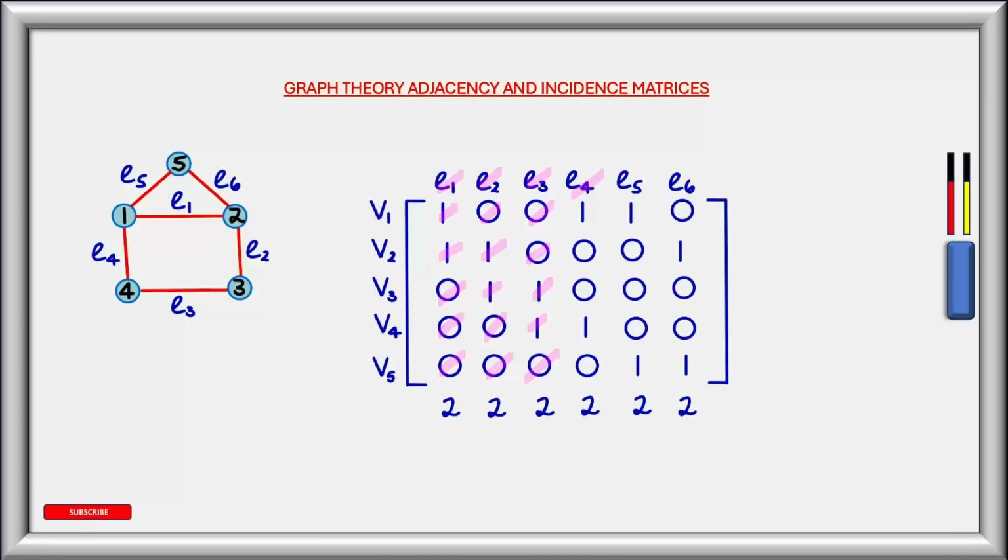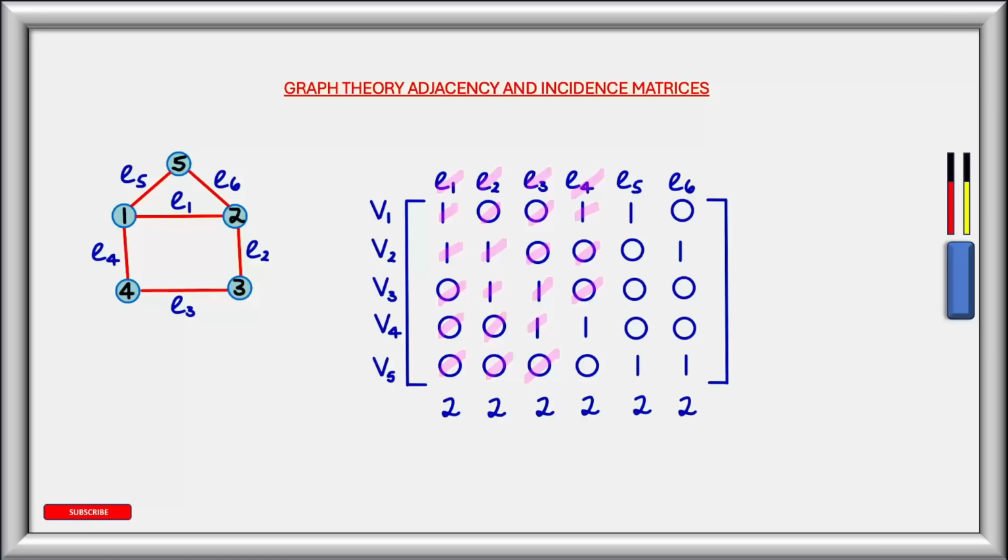And moving on to edge 4, we see that it is connected to vertex 1. So we place a 1 in row 1, column 4. There's no connection between edge 4 and vertex 2 and vertex 3.